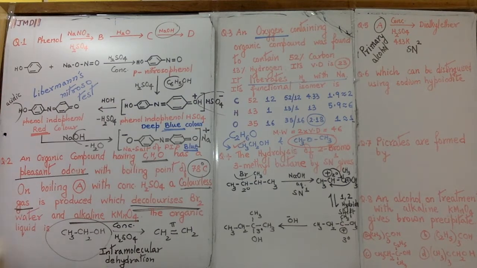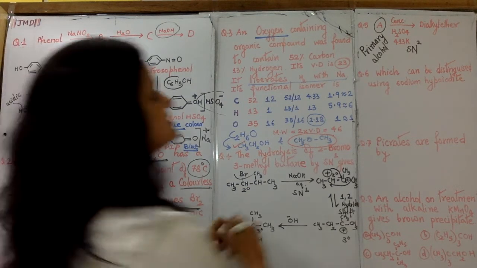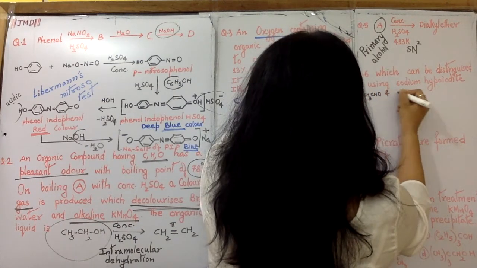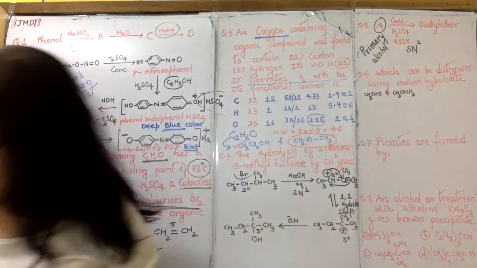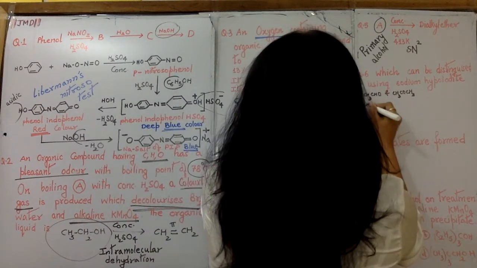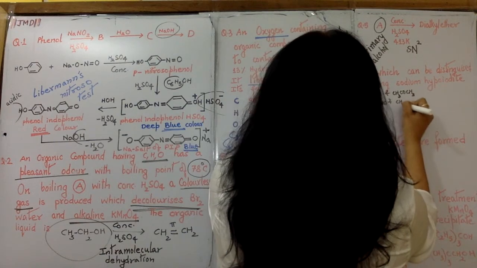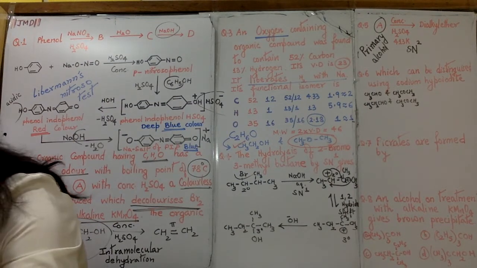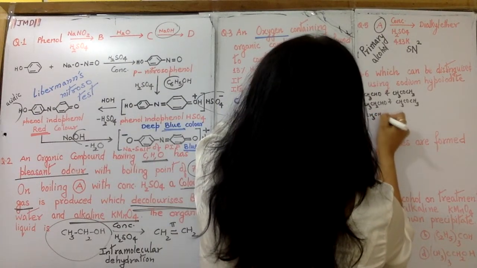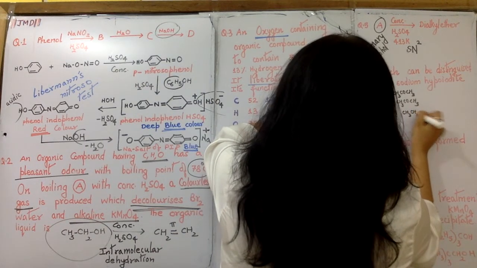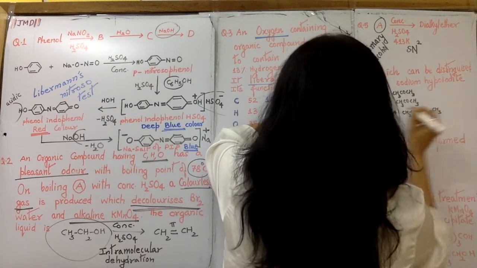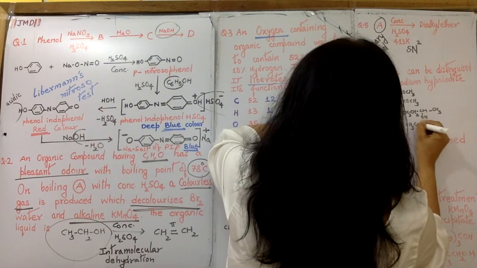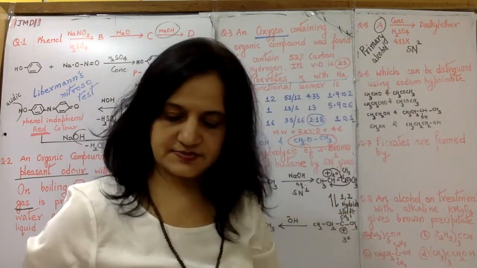Which one can be distinguished using sodium hypoiodide? We will just complete the question. Which can be distinguished? Okay, first option is CH3CHO and CH3COCH3. Fine. Next is CH3CH2CHO and CH3COCH3, which can be distinguished. Next is ethanol and butanol, and then the last is methanol and propanol. Okay, these are the options, my dear students.